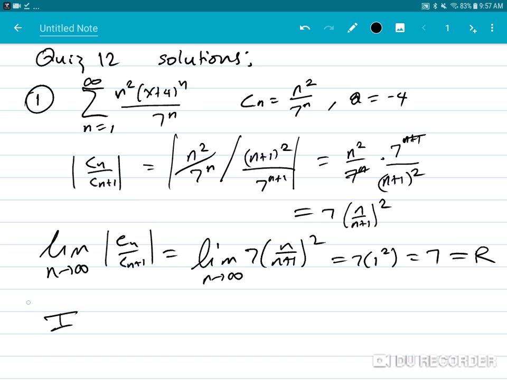So the open interval would look like minus 4 minus 7, minus 4 plus 7, because minus 4 is the center and 7 is the radius. This gives you minus 11 and 3. So that's the open interval of convergence. So that's solution C.